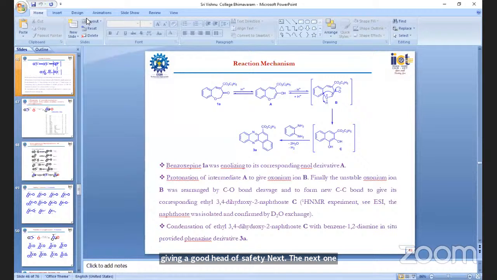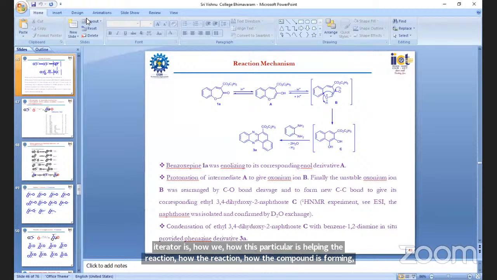This is how the reaction is going, how bismuth triflate is helping the reaction, and how the compound is forming. That's what I showed here, and I also showed the mechanism.